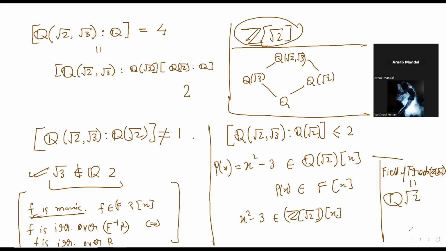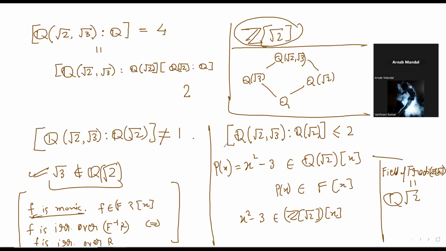Z adjoin root 2 we can think. Is there any other question? Yes, root 3 doesn't belong to Q root 2, but what do I do after that? Like, we have to show that the degree of Q root 2, root 3 over Q root 2 is 2. How is that written?